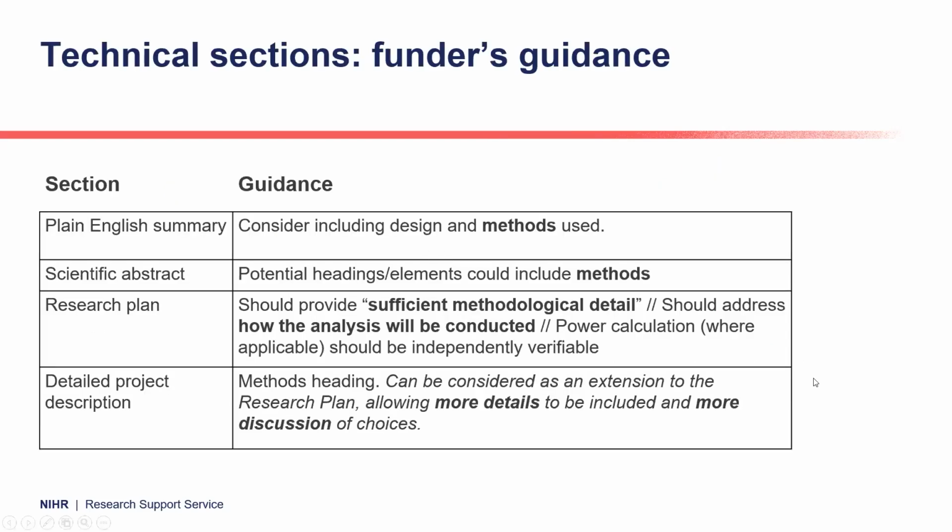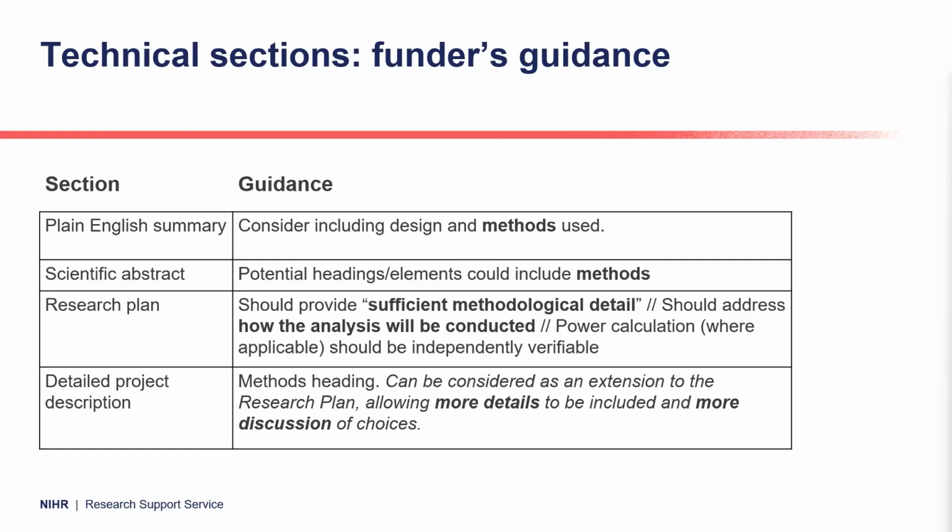So we encourage you to refer to the funder's guidance for each specific grant application, but generally there are aspects around the research methods that should be included in the different sections of your grant application. So for the plain English summary, you could consider including a brief detail or overview of the study design and the methods used. In the scientific abstract, you could include potential headings of including the methods that you propose to use.